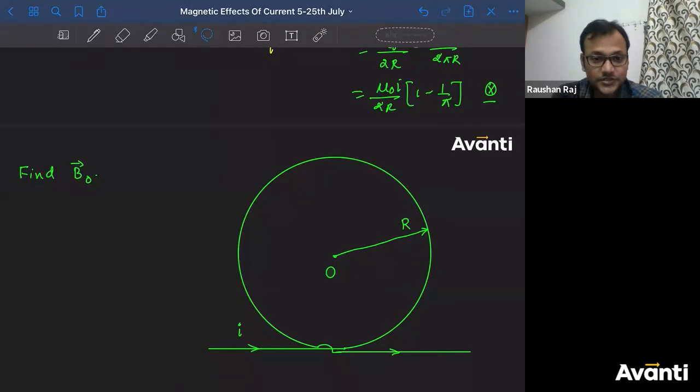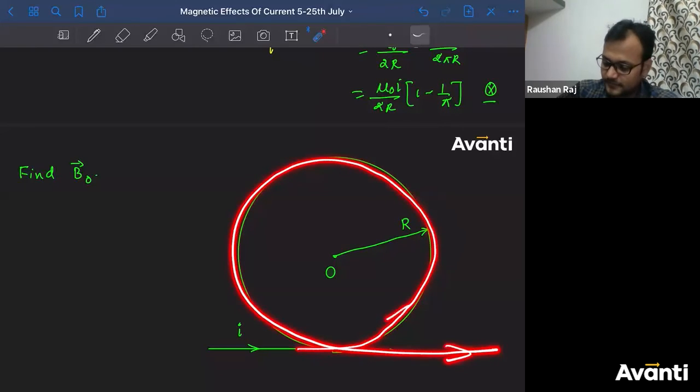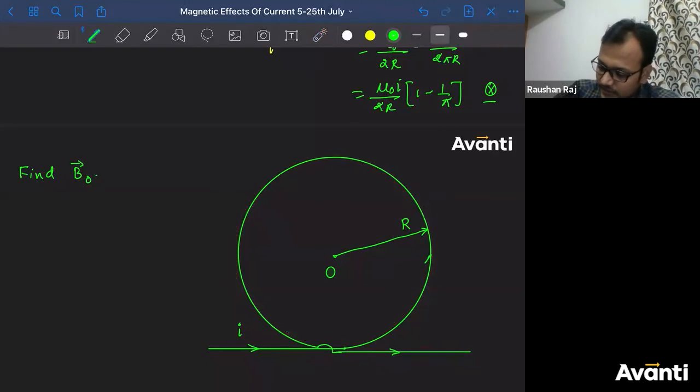Clockwise or anti-clockwise? Direction of current. I'm not talking about the magnetic field lines. I'm talking about direction of current in the circular loop. It will be anti-clockwise, right? The current will enter from this side, go in this direction and come back like this. So it will be anti-clockwise.